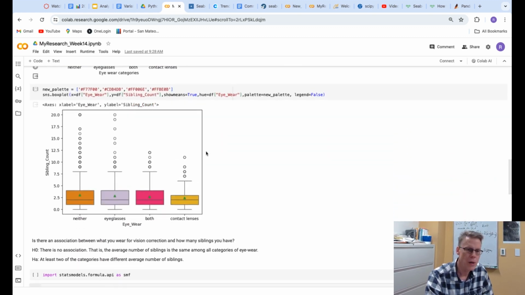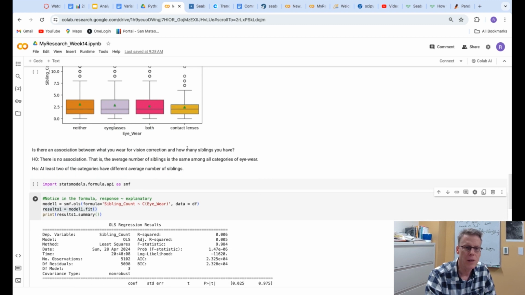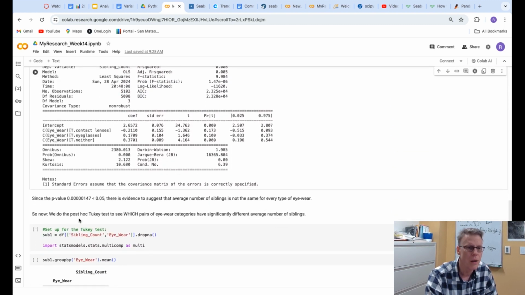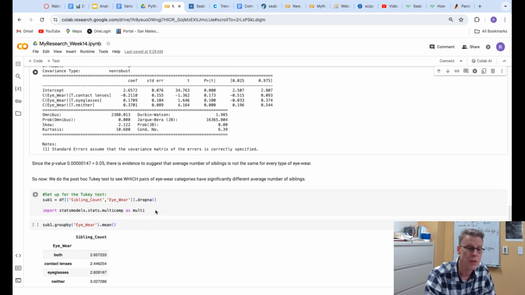So anyway, the post hoc, what it does is it pairwise compares. So this post hoc is starting right here. We now do the post hoc, it's called Tukey, the post hoc Tukey test to see which pairs of eyewear categories have significantly different average number of siblings.